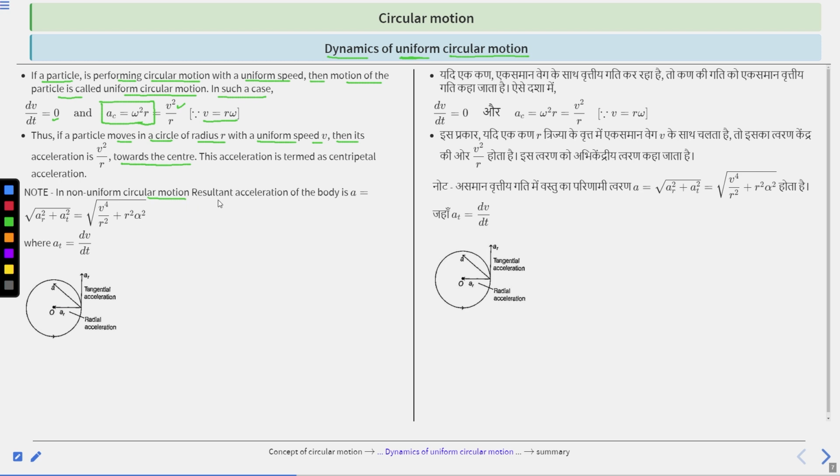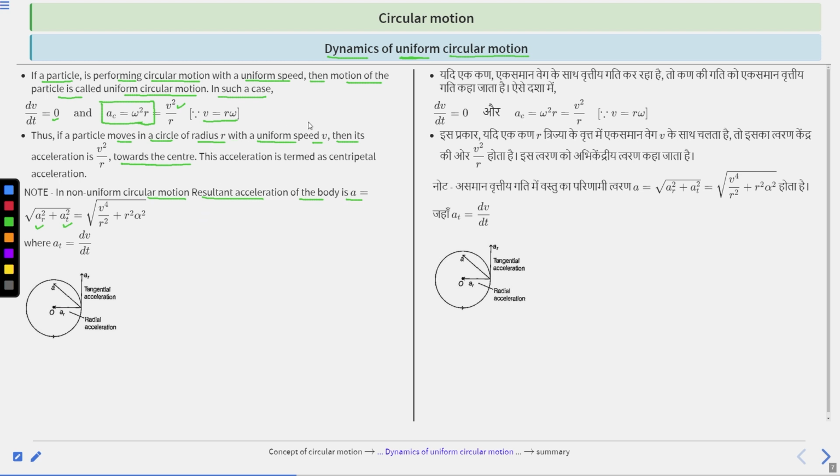circular motion, resultant acceleration of a body A is equal to under root a_r square plus a_t square, which is equal to under root (v square by r) square plus r square alpha square. Clear? Where a_t is equal to dv upon dt. Clear? This is the radial acceleration and this is the tangential acceleration.